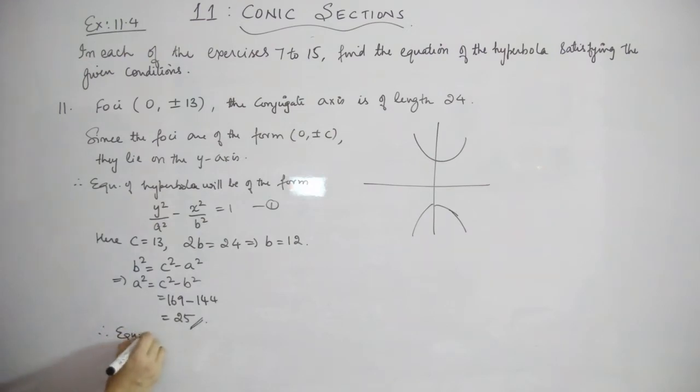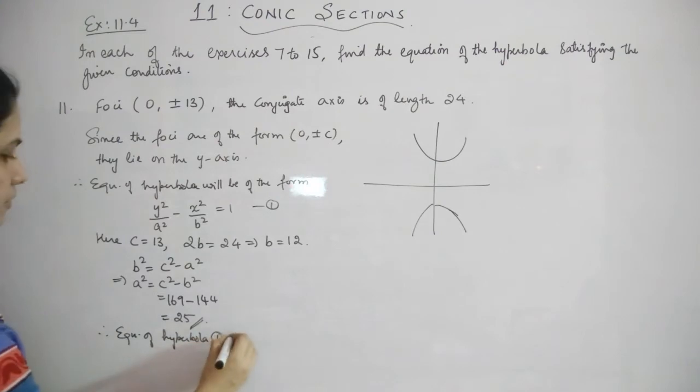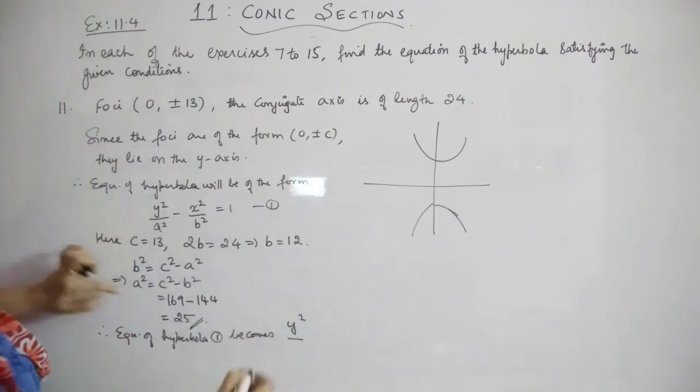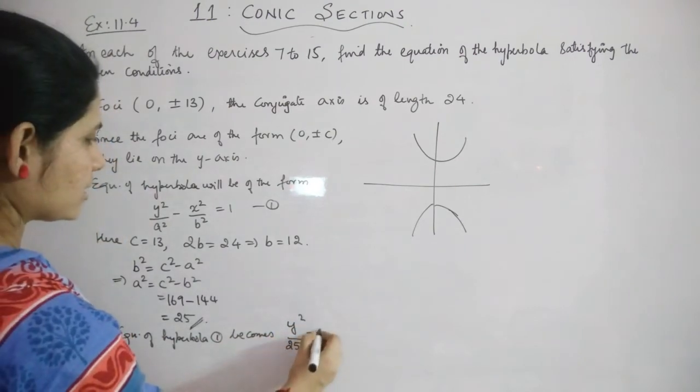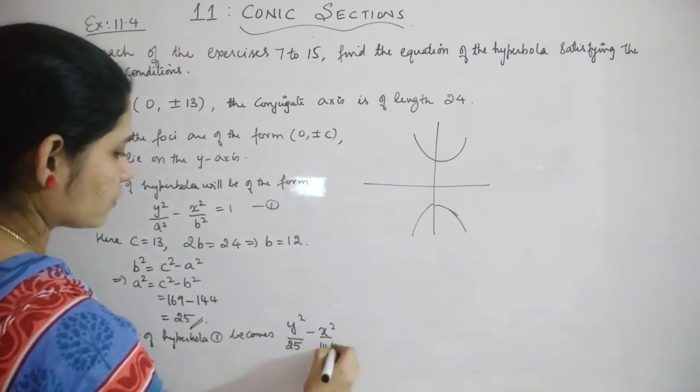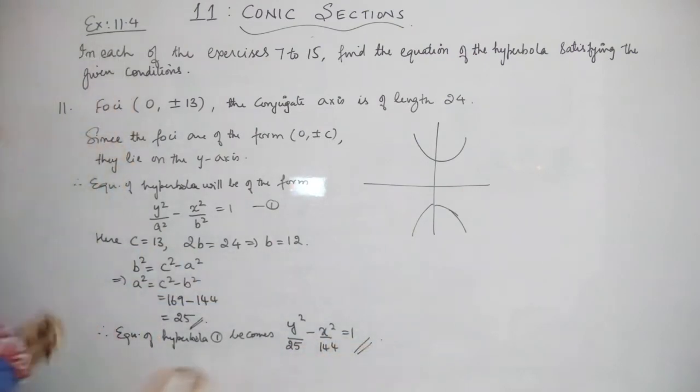Replacing them, therefore, the equation of hyperbola 1 becomes, what will be the formula? y square by a square, which is 25, minus x square by b square, which is 12 square, that is 144, equal to 1. Okay.